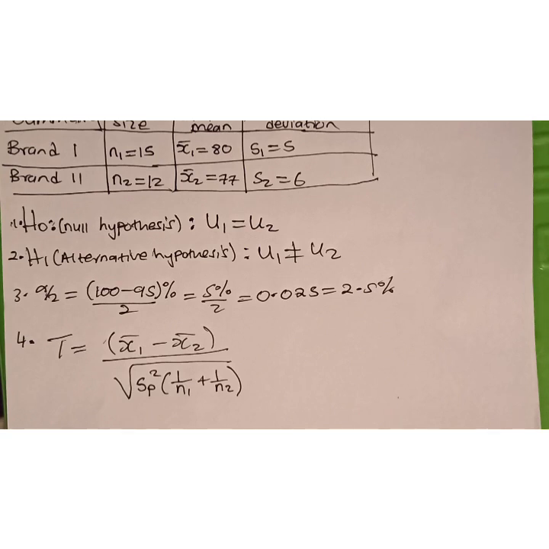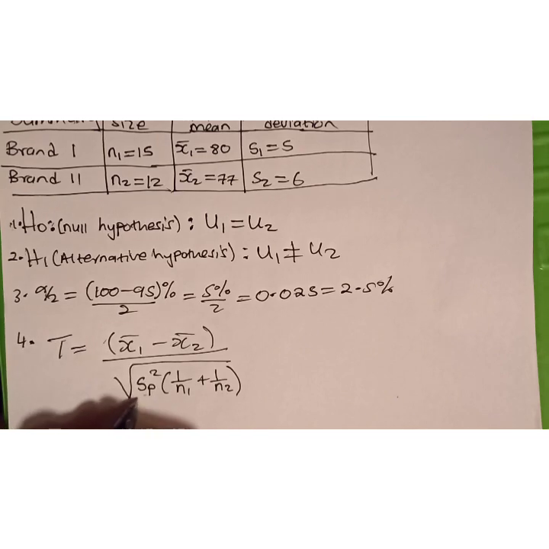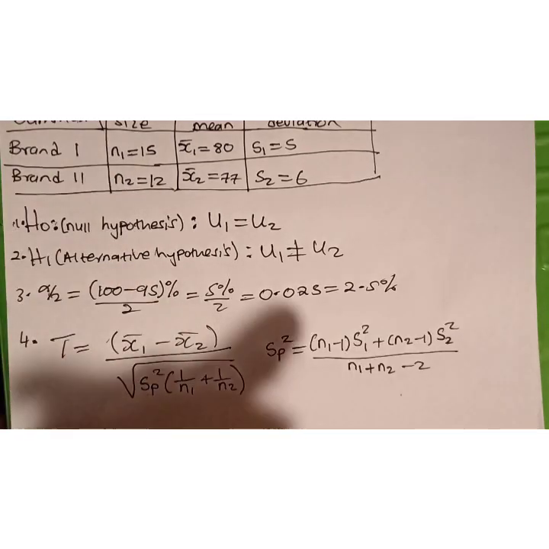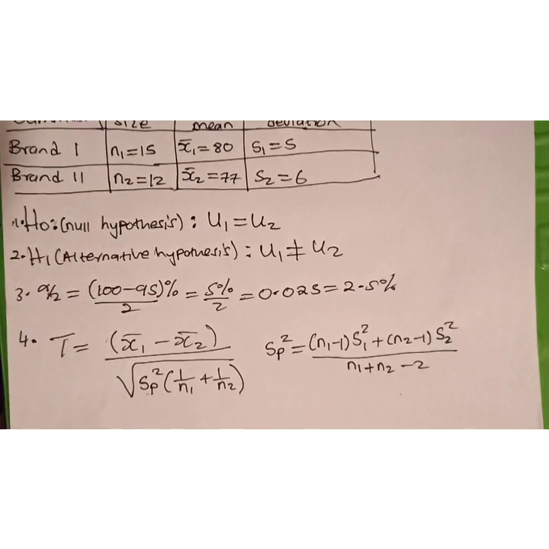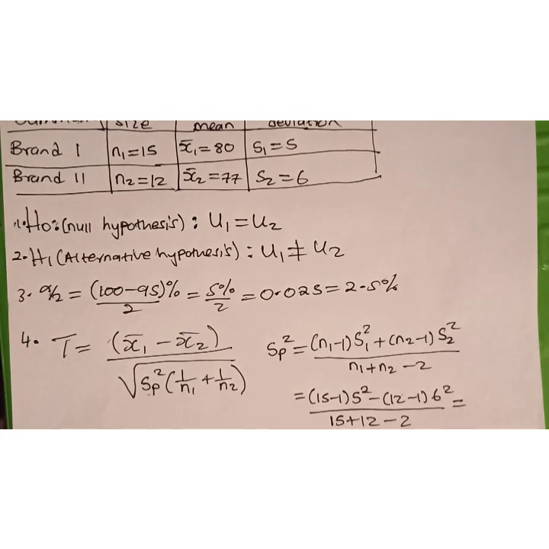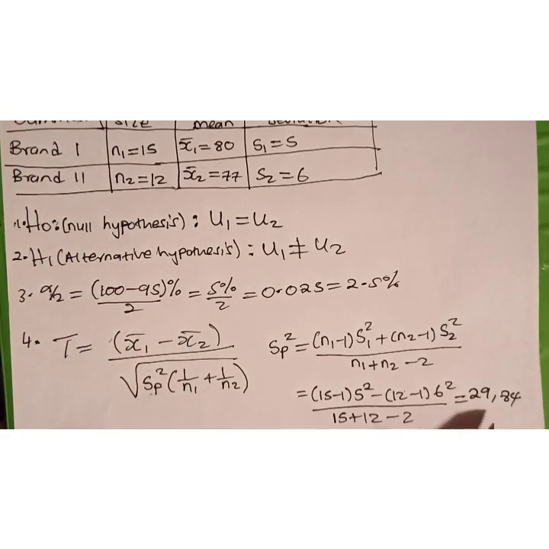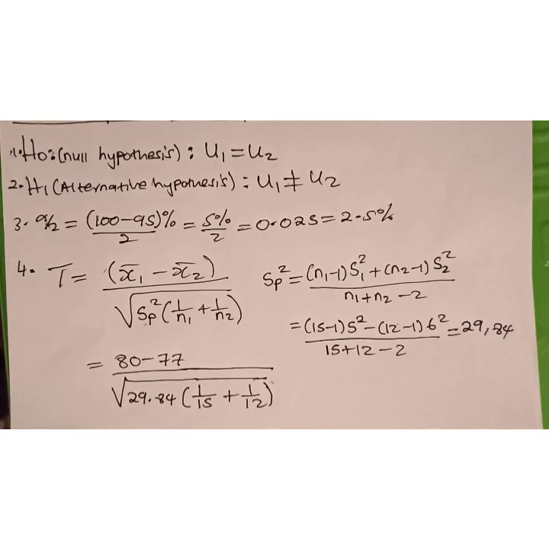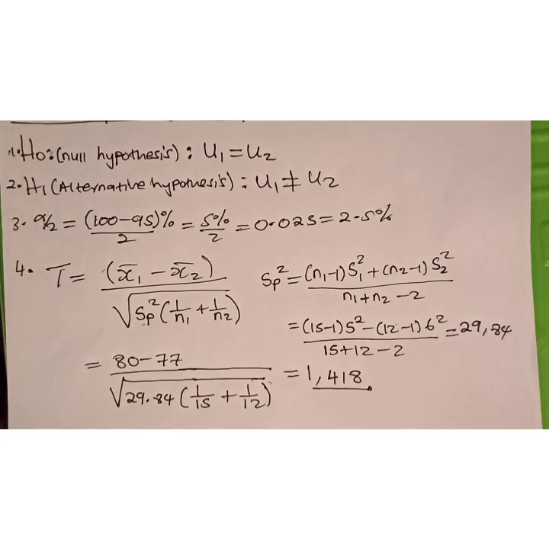So we'll have to calculate our t calculated value. First, let's calculate the pooled variance. We'll use this formula. Let's just plug in our values. We get our pooled variance S_p squared as 29.84. Now it will be easy for us to calculate our test statistic. I get my t calculated as 1.418. Hopefully you're getting along with this. I'm not being too harsh.